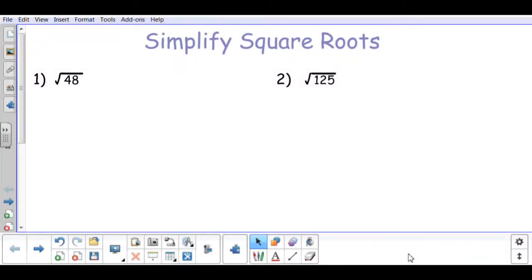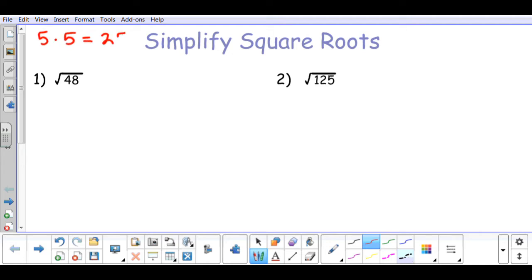When we simplify square roots, we're looking for perfect squares. A perfect square is when you multiply two of the same number together. For example, 5 times 5 gives us 25, so 25 is a perfect square. Same thing if you take 2 times 2 and we get 4, 4 would be a perfect square.